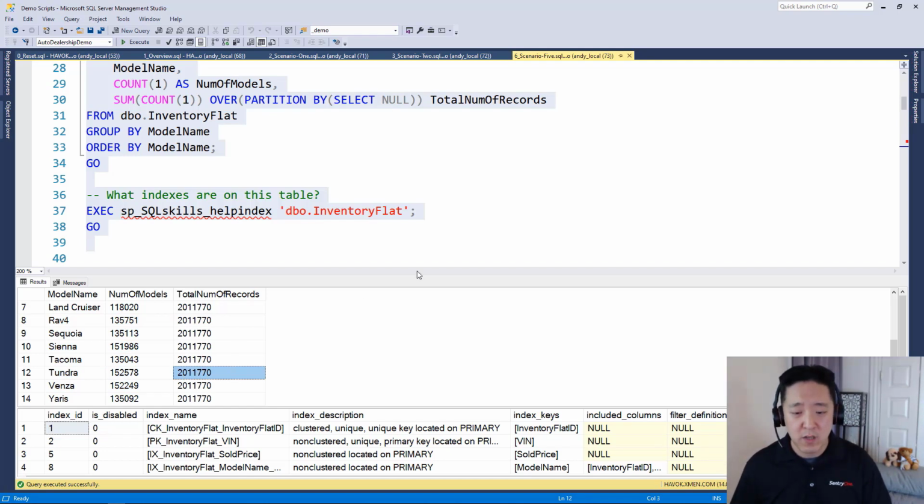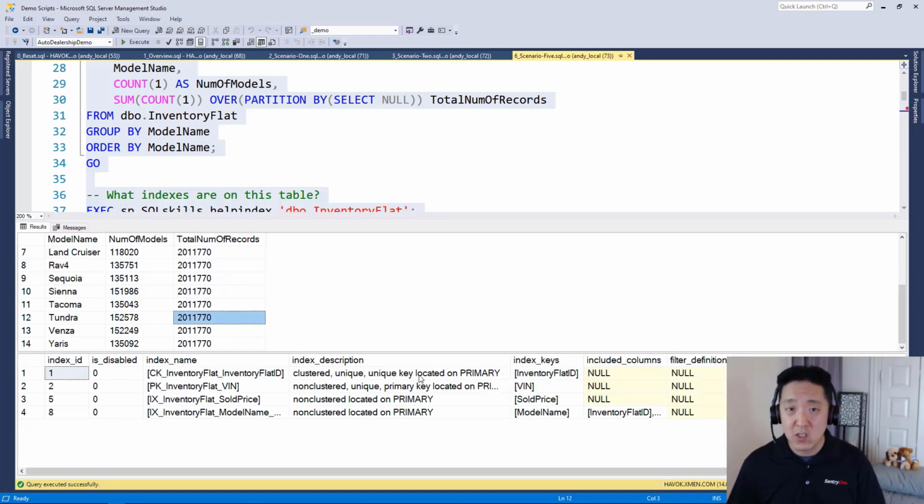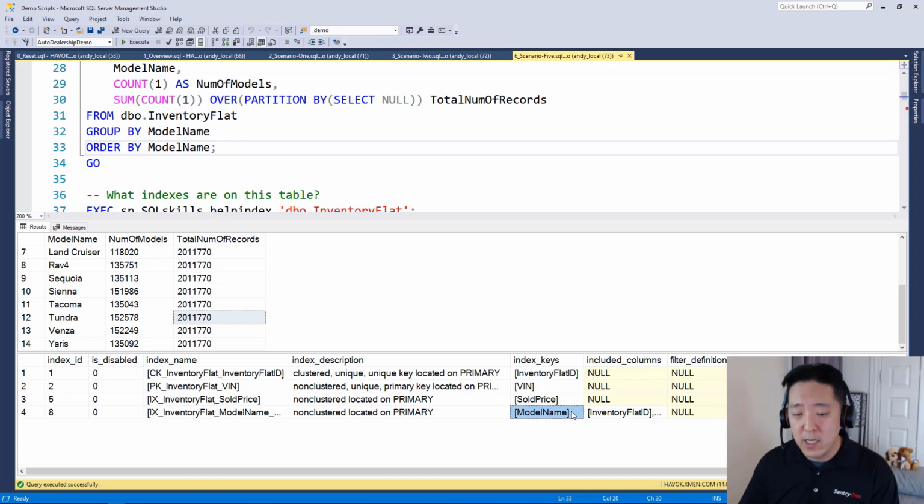And then here's a list of the supporting indexes and non-clustered indexes that happen to be here. The key takeaway is that we do have an index key on the model name with the included columns of the clustering key, inventory flat ID, and the VIN number here as well.